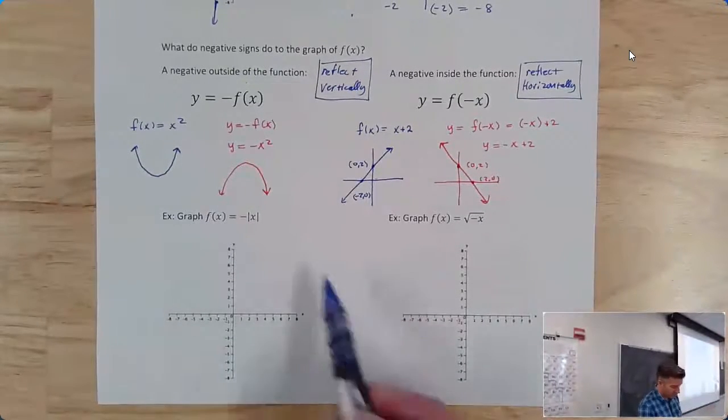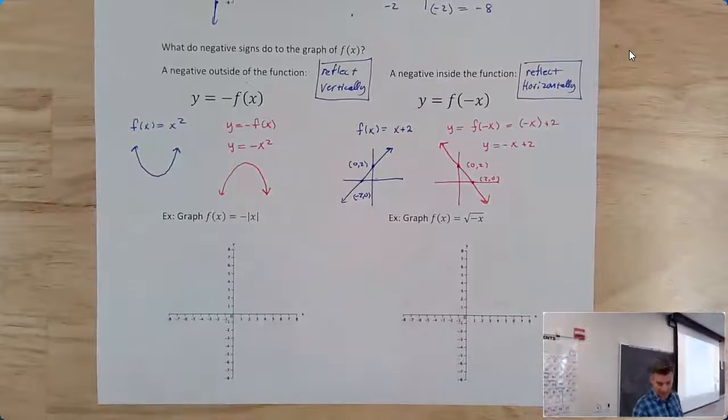So if we want to graph f of x equal to the negative absolute value of x, that negative is on the outside. So we're thinking of taking our V-shaped graph and just flipping it over the x-axis. So it's going to be a downward opening instead of an upward opening. Now, if you're not sure what's going to happen, one way you can test things out is just to plot a point or two.